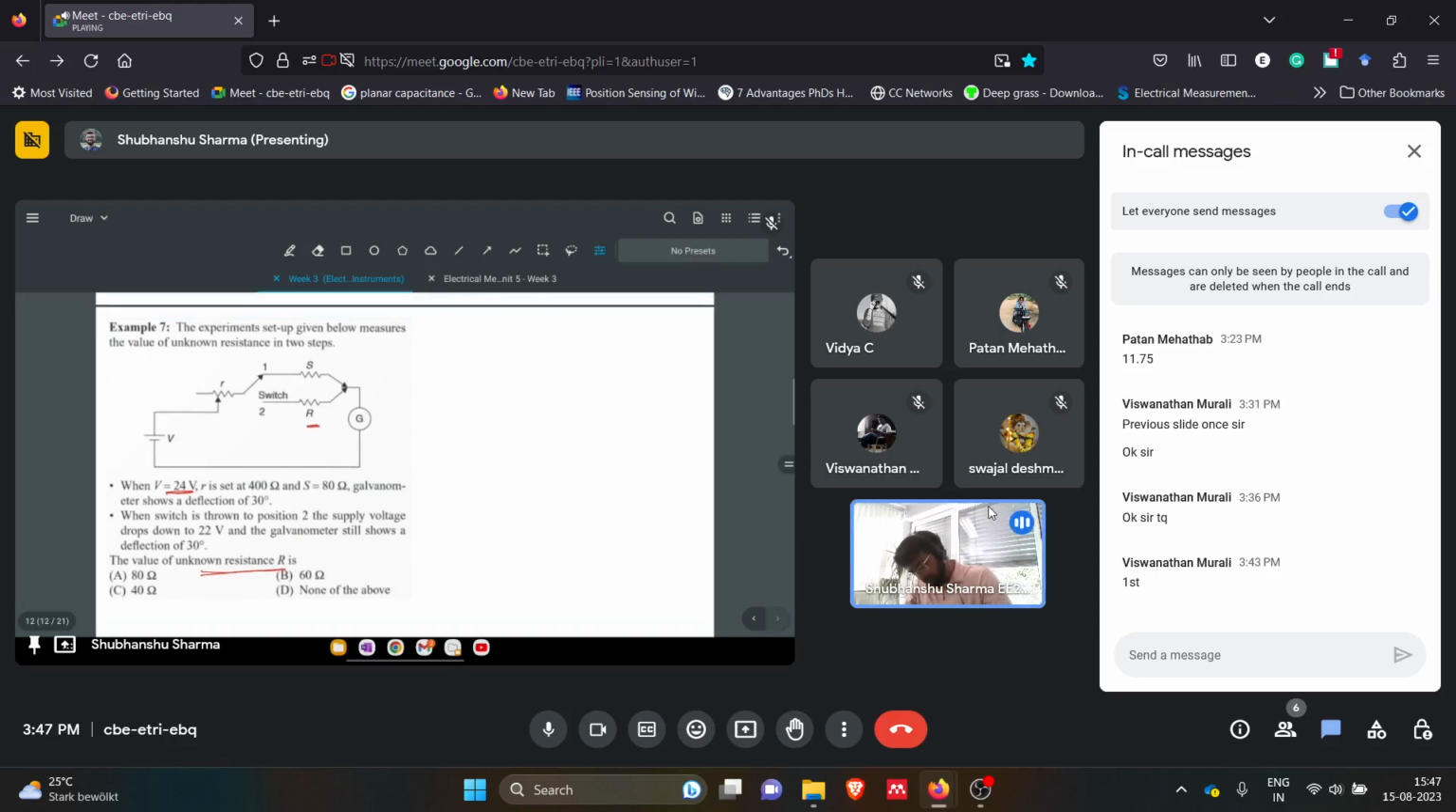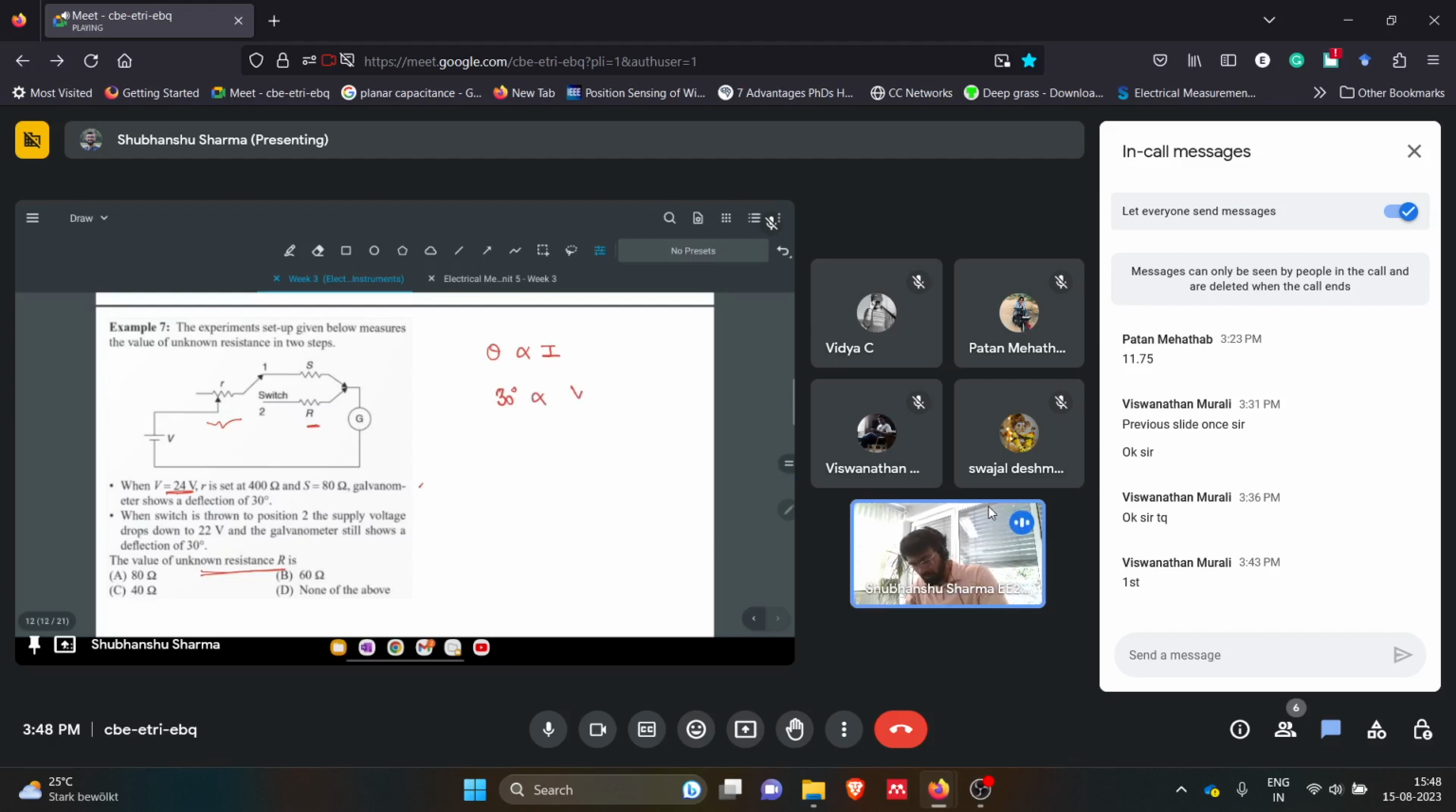So first case, they have V as 24, R is set as 400, so this is 400 ohms and S is 80 ohms. And the galvanometer shows a deflection of theta. So we can say theta is directly proportional to the current flowing through it. Simple. So let's say this was 30 degrees, directly proportional to the current.